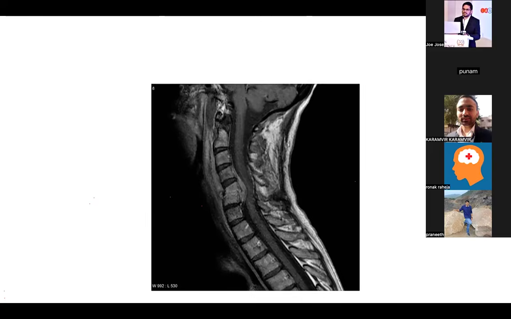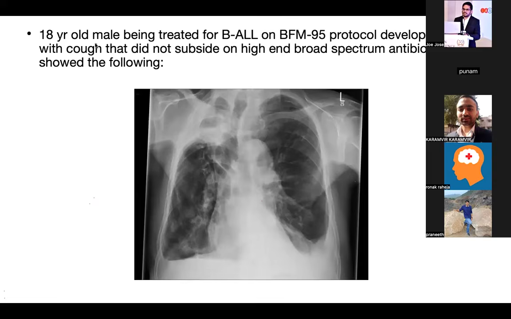Now, okay. So this is an 18-year-old male being treated for BLL on BFM 95 protocol with cough that did not subside on high-end broad-spectrum antibiotics, showing the following. Okay, so Dr. Praneeth, can you tell me what this is?